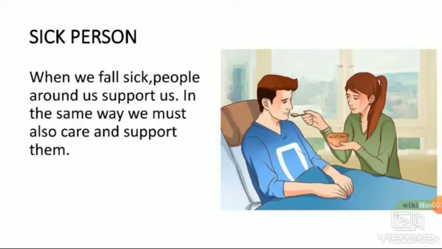The first is a sick person. When we fall sick, we do not feel good, we feel weak, and sometimes we cannot even walk by ourselves. At that time, people around us need to support us. They bring us water and food. They give us medicine. In the same way, other people also need your care and support. We must take care of a sick person.